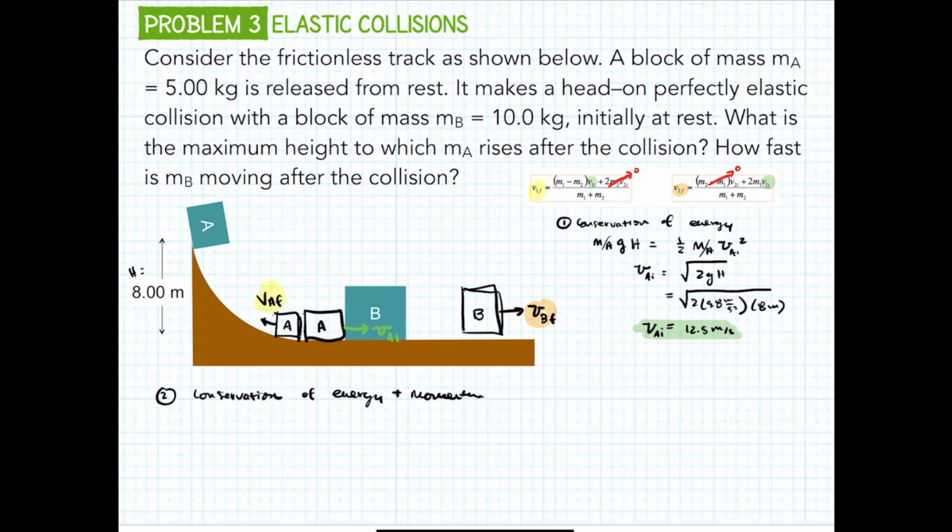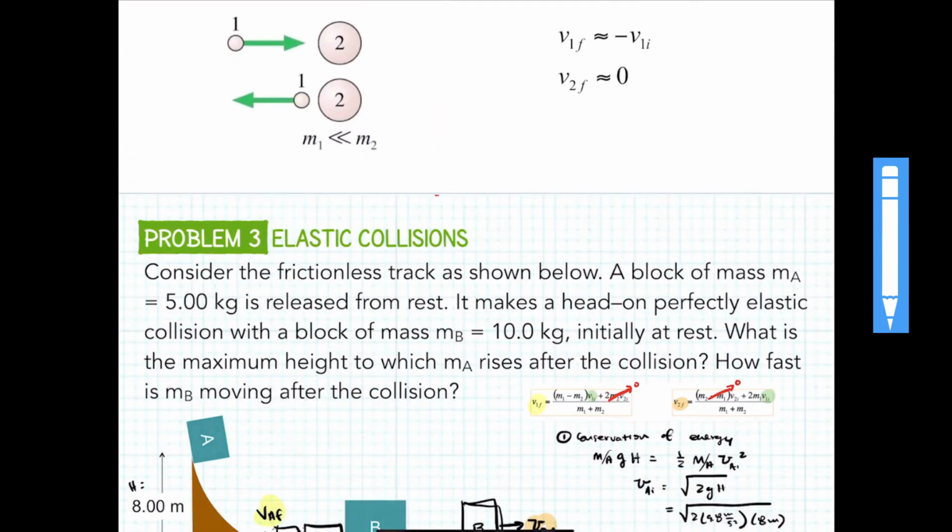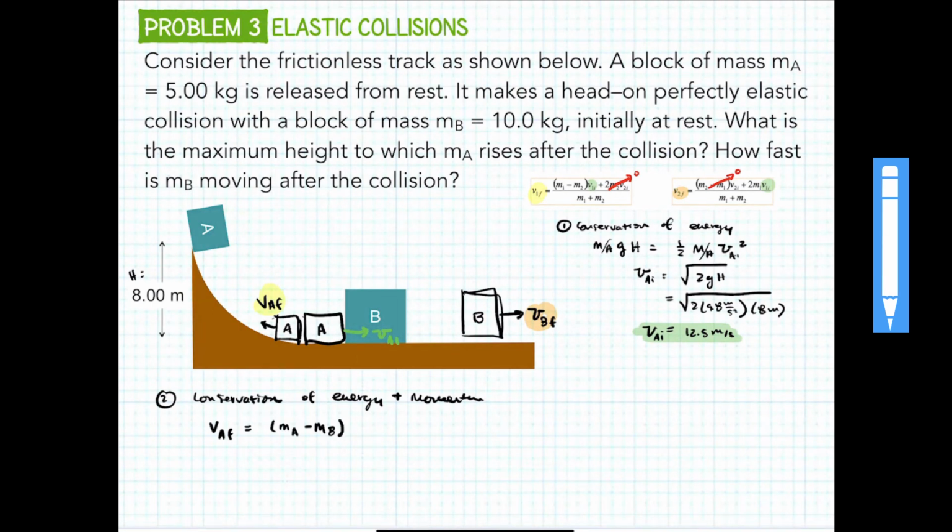So looking at this, we say, okay, look, we have VA final should be equal to (MA minus MB) times VA initial divided by (MA plus MB). And all I've done is I've taken this formula and I noticed that since the initial speed of B is 0, I got rid of this term. And then I just changed all the 1s to A's and all the 2s to B's. So just plugging into that formula, okay?